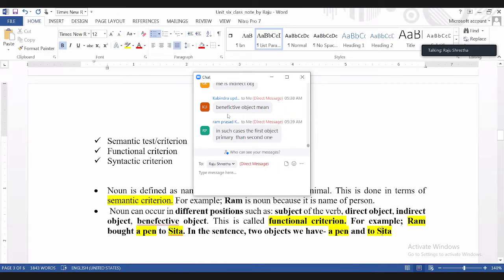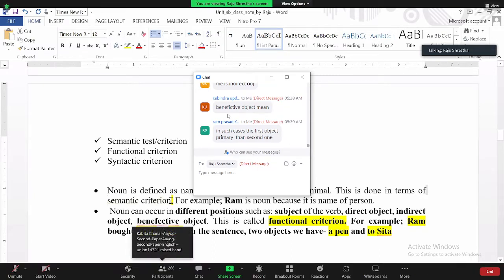Noun is the name of a place, person, thing, animal. This is in terms of the semantic criterion, that is, in terms of meaning. Then, a noun can occur in different positions, like subject position, verb, object position, and in object also: direct object, indirect object, benefactive object. So this is the functional perspective.